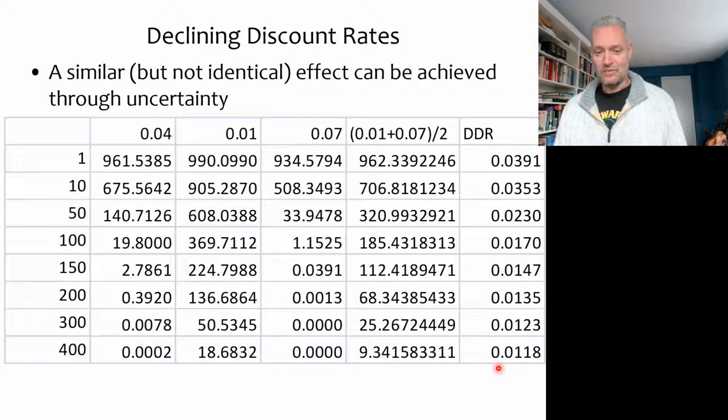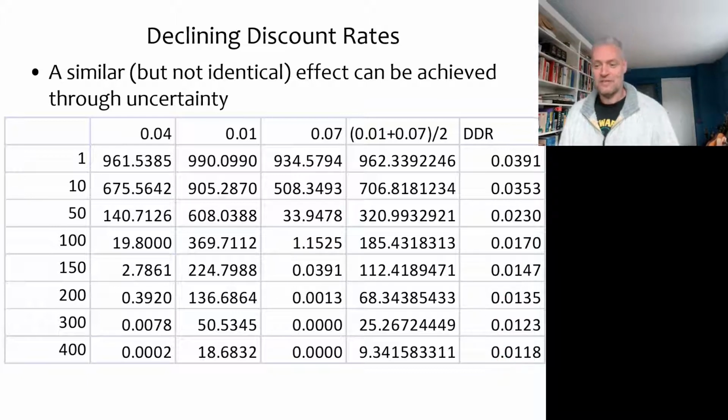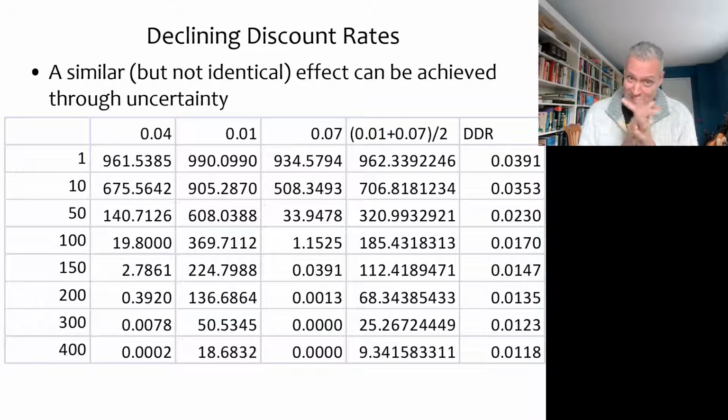And after 400 years, it's 1.2. Why is this? Well, this follows from Jensen's inequality. But the intuition here is that essentially we're averaging over preferences. C still cares about whether things happen 300 years from now or 400 years from now. C has an opinion about these things.